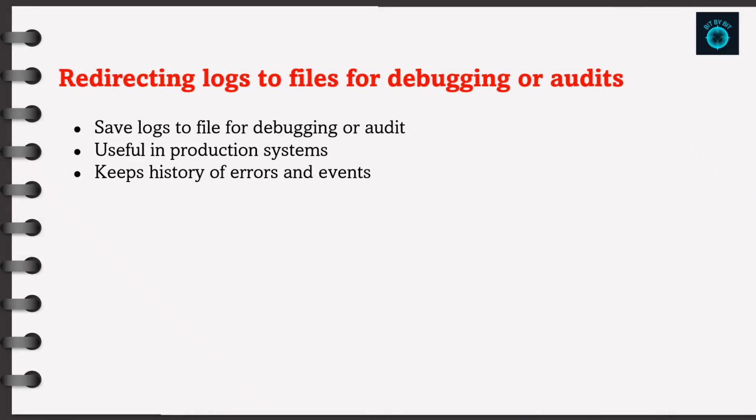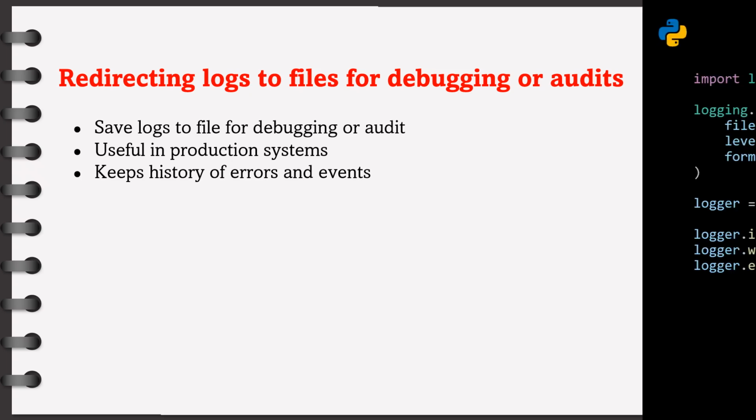Redirecting logs to files for debugging or audits. Another common practice is writing logs to files. This is essential in production systems, where you need to keep a history of errors and important events. These log files can be used for debugging issues after they happen, or for audit purposes to track what the system did.